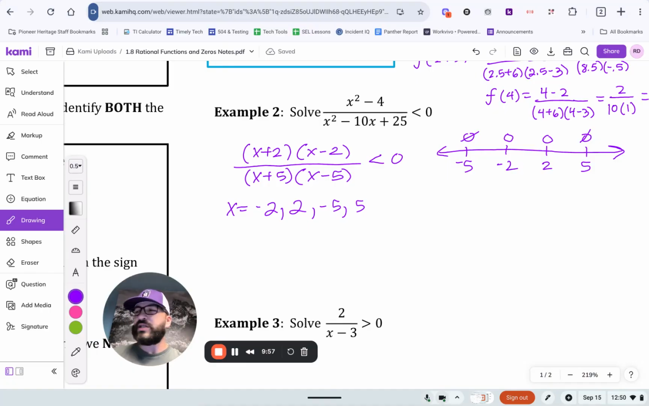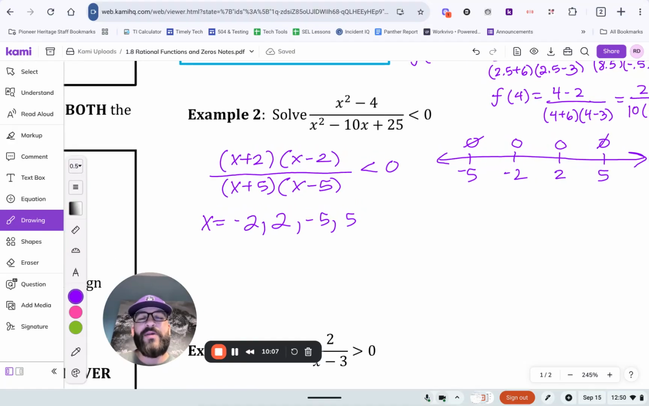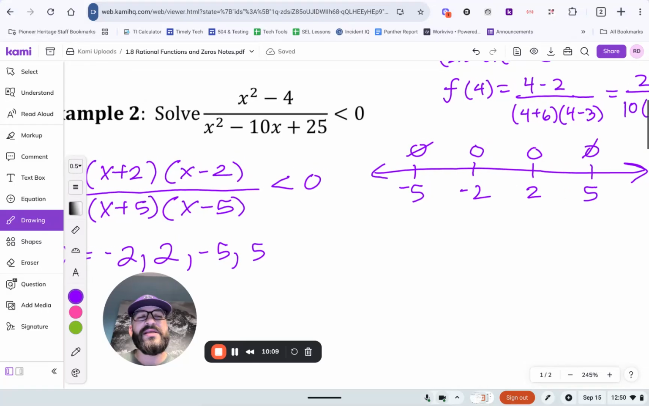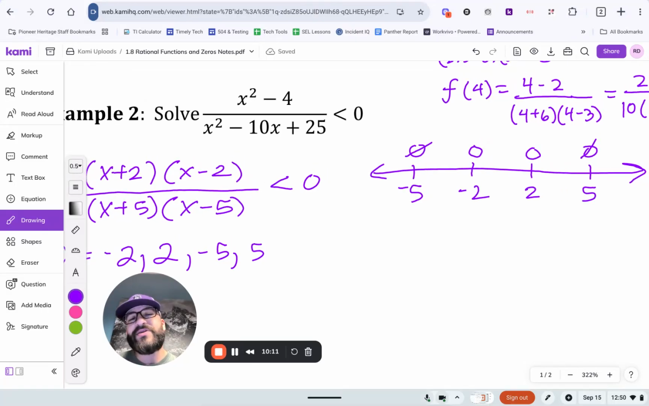Now, on this one, not as important because we have that less than sign. So we wouldn't be including any of our endpoints anyways. So we don't have to worry about that. But we want to get in the habit of it anyways, just in case. Okay. And then once again, we want to plug in some numbers. This one's a little nicer to us on the number side, but we have to do 5 because we got 4 zeros.